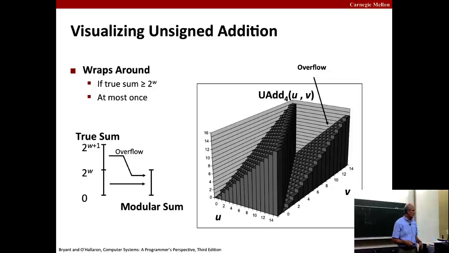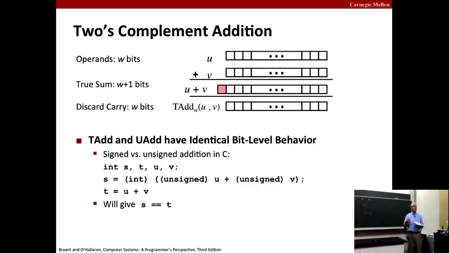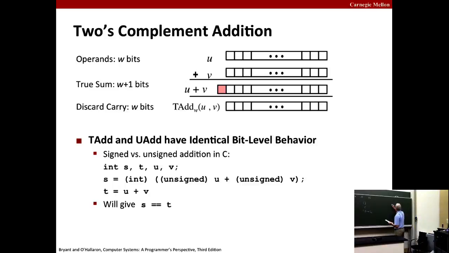So that's unsigned. For 2's complement, the first thing I want to convince you of is that 2's complement addition looks just like regular addition. In other words, I can perform addition or subtraction of numbers by using this 2's complement representation for negative numbers. So let me just show you some examples of that.